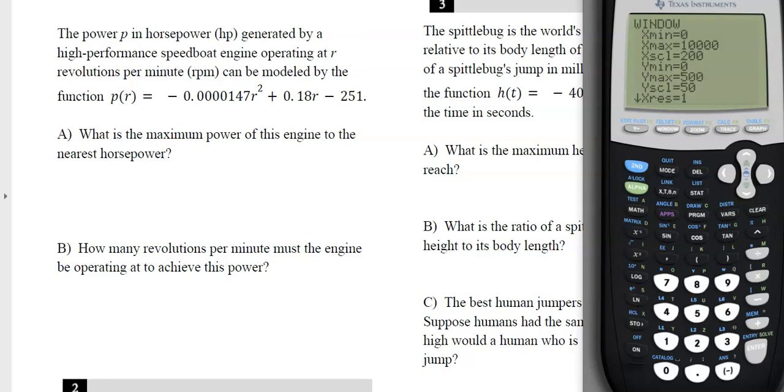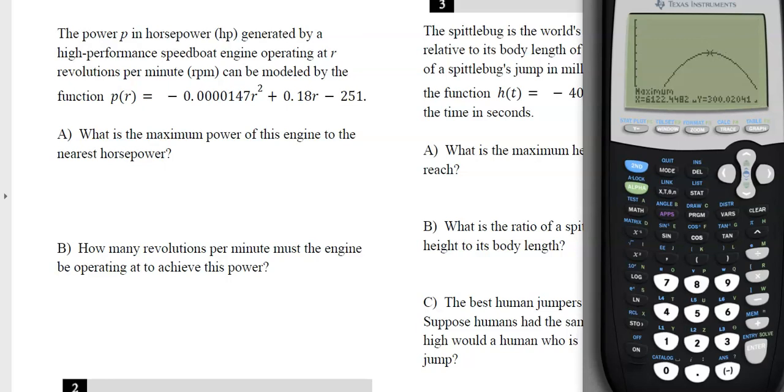But once I have my graph, I'm going to use the calculate feature, and I'm going to calculate the maximum. So I go second, trace, which is the calculate menu. And we're going to find the max, which is number 4. What I need to do is click a spot on the left side and the right side of the max. So right there you can see the X on the left side. I'm going to go over and click somewhere past the maximum to the right of it. Guess? Yes. And then I look and I see my answers there.